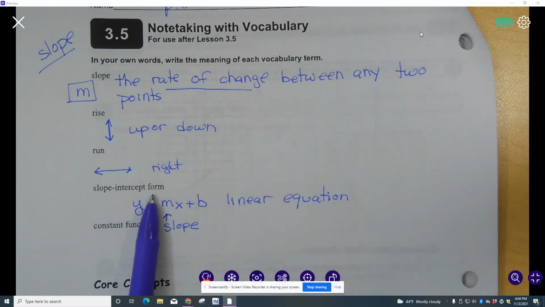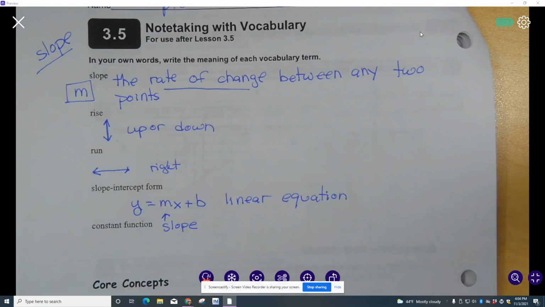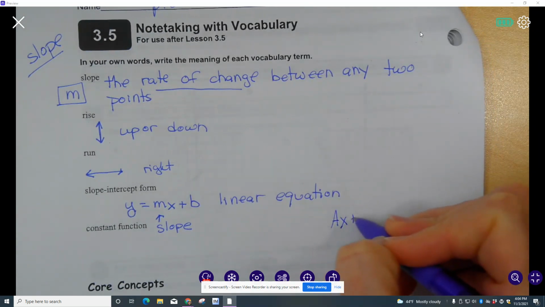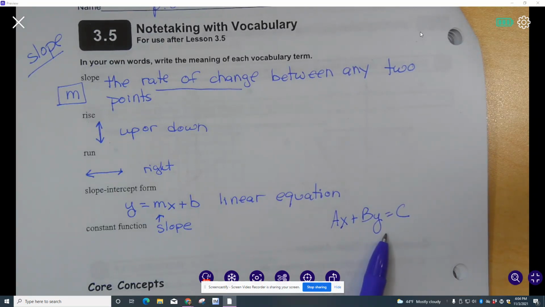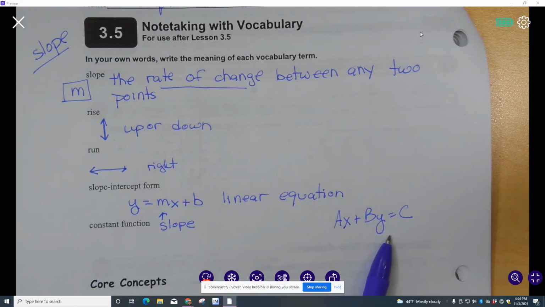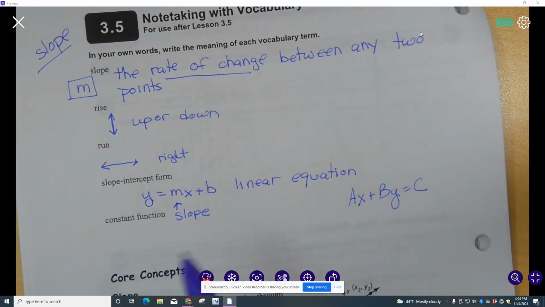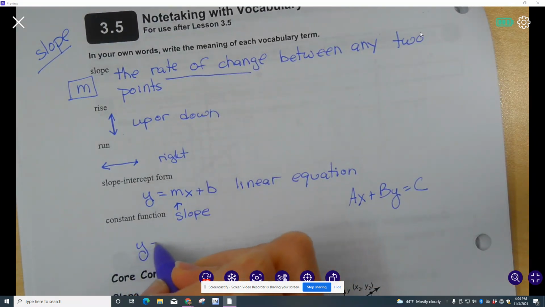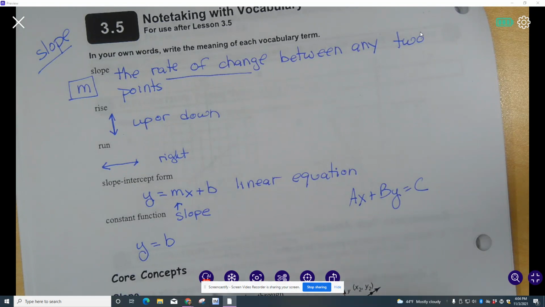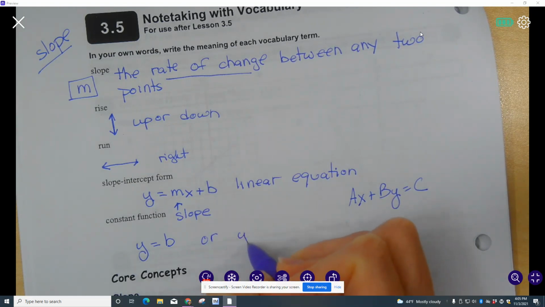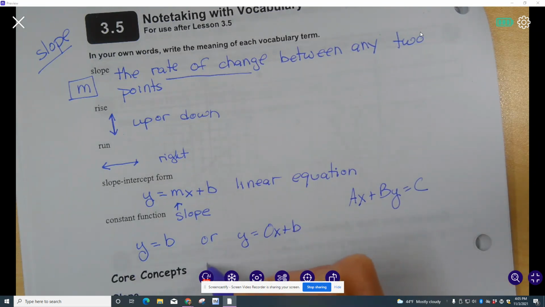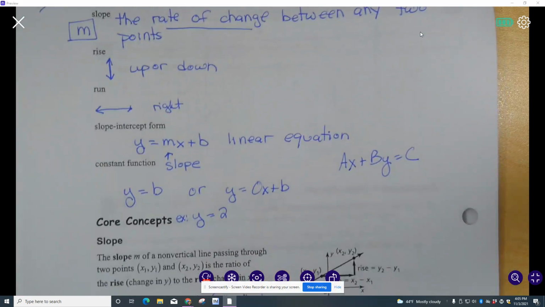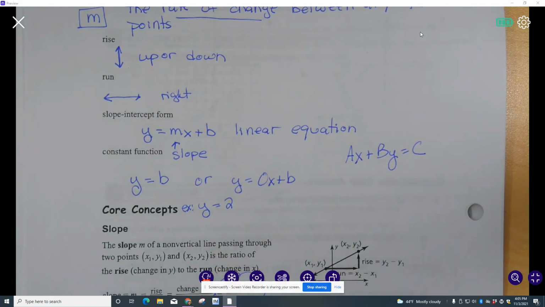That one is called slope-intercept form, and the m is the slope. Remember in 3-4, we looked at that one, which is standard form. Okay? And then constant function is y equals b or y equals 0x plus b. So this is going to be your horizontal lines. Here's an example: y equals 2. We also looked at those in 3-4.